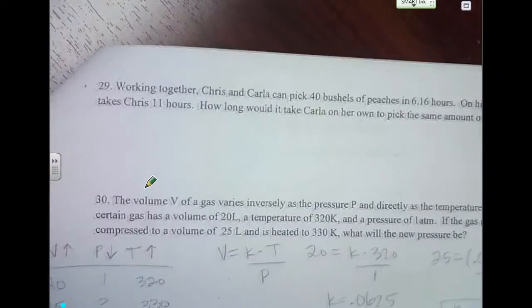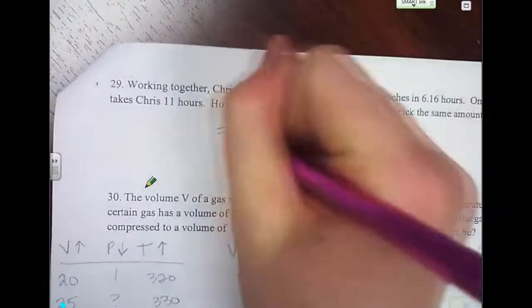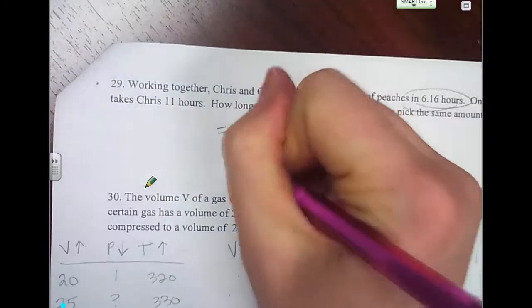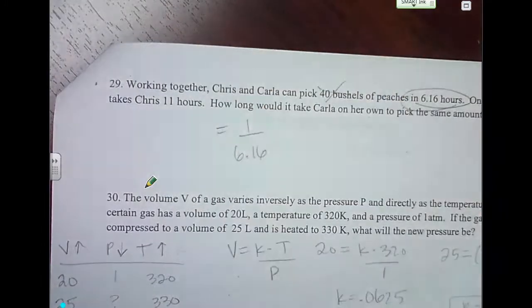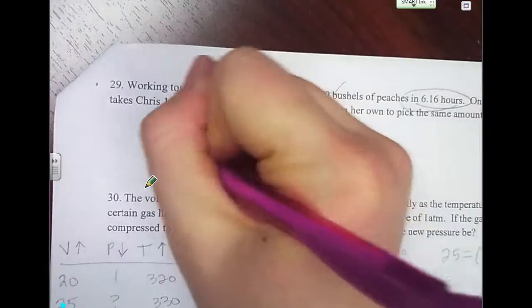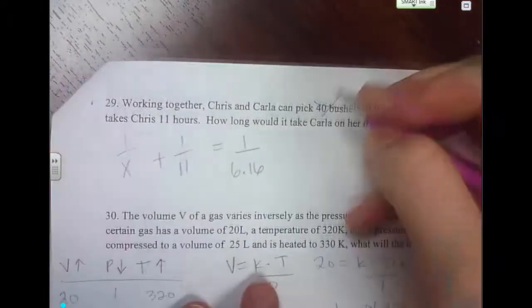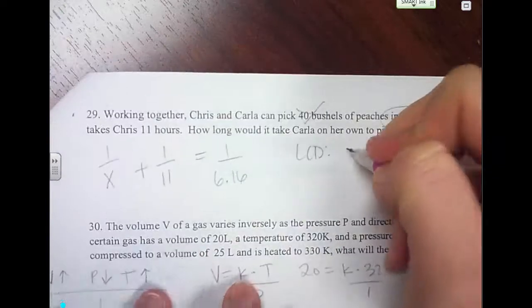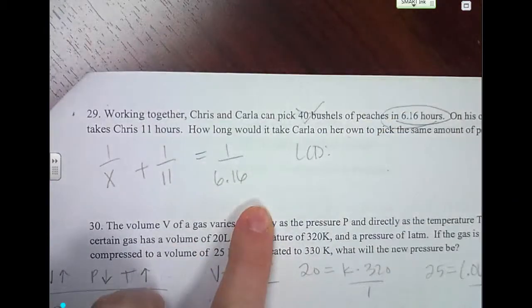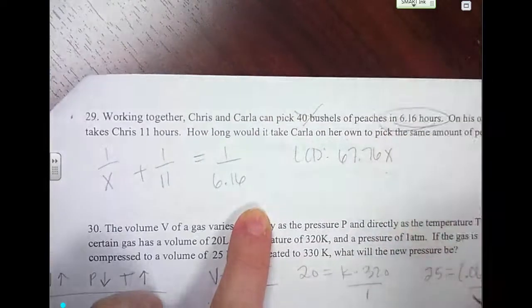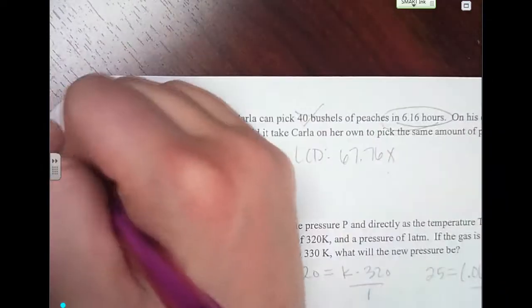29. Working together, Chris and Carla can pick up 40 bushels in 6.16 hours. So be careful, that number might throw you off. On his own, Chris takes 11 hours. How long would it take Carla? Okay, so our LCD is going to be these two. I'm going to multiply them together. 67.76x. So everything gets multiplied by that.